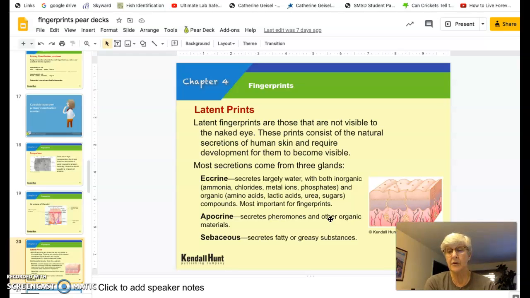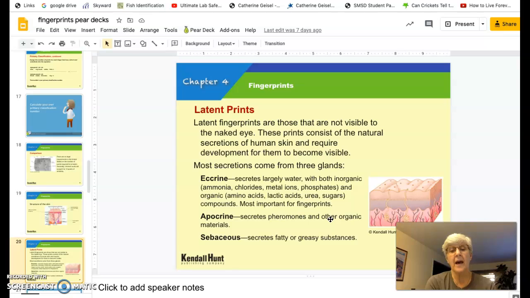The first one is eccrine, and eccrine glands are the same things as your sweat glands. They secrete largely water, and they have ammonia, chlorides, metals, and phosphates. They have organic matter like amino acids, lactic acid, and urea. These are the ones out of sweat that are most important for your fingerprints.